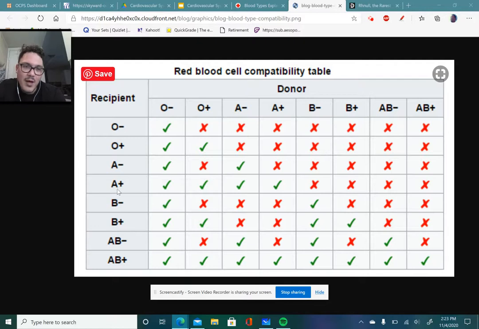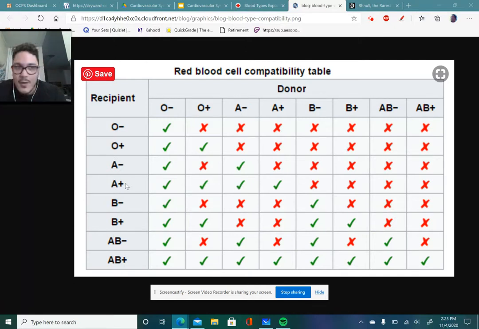But what about A positive? Let's just look at another example. If you're A positive, right, you can donate to other A positives, obviously, and you can donate to AB positives because they have the A, and the positives match up too. But if you're receiving blood, if you're a recipient, where does that blood go?